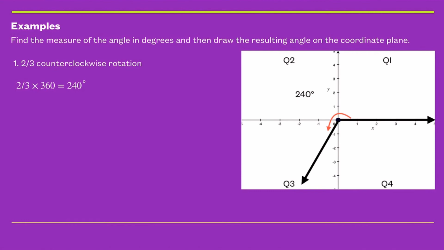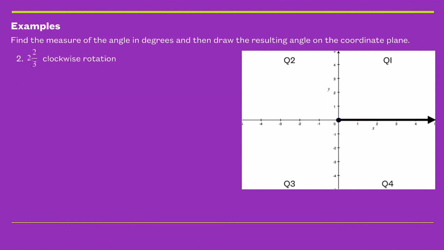So we'll go to the next slide, next example, and now we want to do the same directions. We're going to calculate it, and we're going to draw the resulting angle on the coordinate plane. But this time we want to do a 2 2/3 clockwise rotation. All right, and we know if we're doing clockwise rotation, that's going to be a negative value. That's going to be a negative 360.